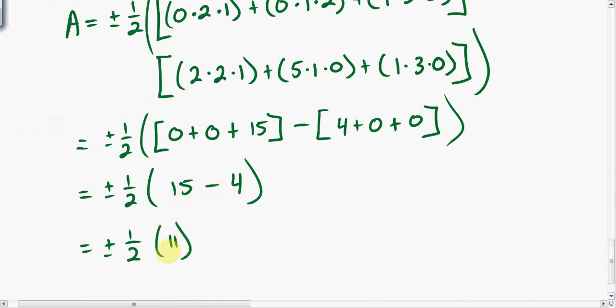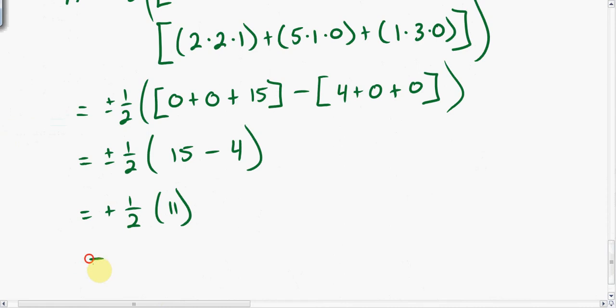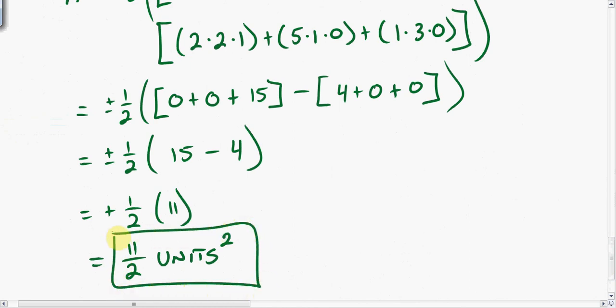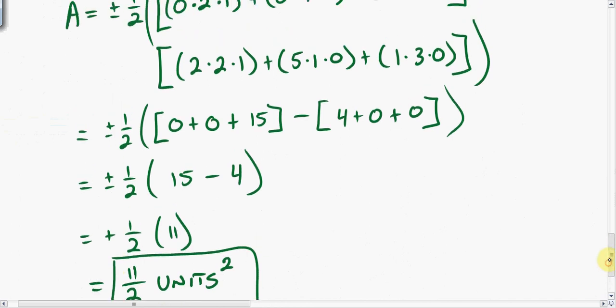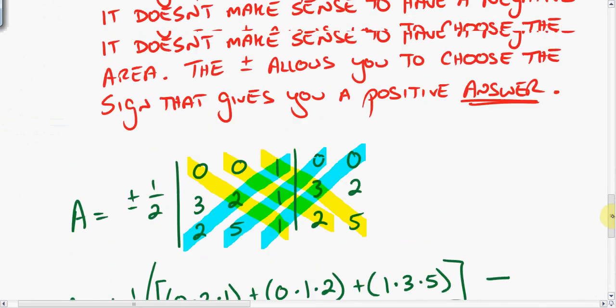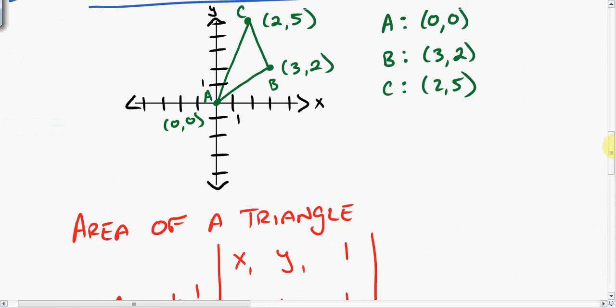11 is positive, so I'm going to choose positive 1/2. And so the area is 11 halves, and since it's area, we're going to write square units. We don't know what the units are, so we know we have to include units with area, so we'll just say square units. And that's how we find the area of a triangular region. Given this area, we know it's 11 units squared.